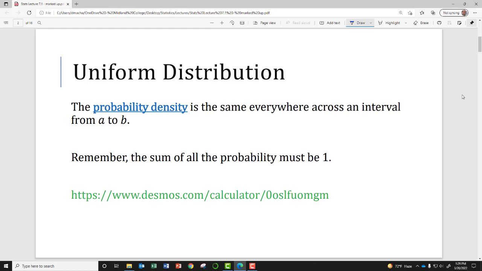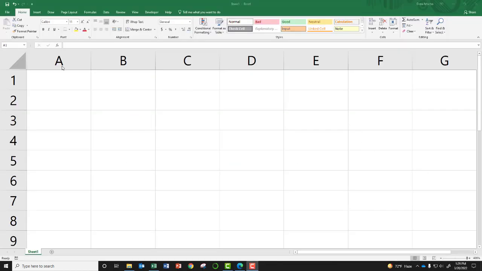for the uniform distribution. Just to give you a quick example, here is Microsoft Excel. When we type in equals RAND here in Microsoft Excel, what Excel does for us is it creates a random number between 0 and 1 where the probability density between 0 and 1 everywhere is the same. So every time I hit enter, it's going to calculate a new random number between 0 and 1.